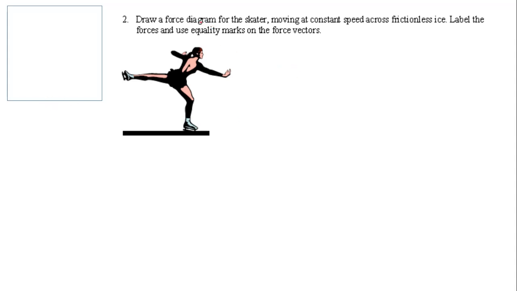So a force diagram for the skater, she's moving at a constant speed. That immediately makes me think that the net force is 0, and I've been told there's frictionless ice. So label a force diagram for this. Right, here we go. First thing I do is identify the system. It's the ice skater. Then I redraw it as a dot. Then I draw my forces on.